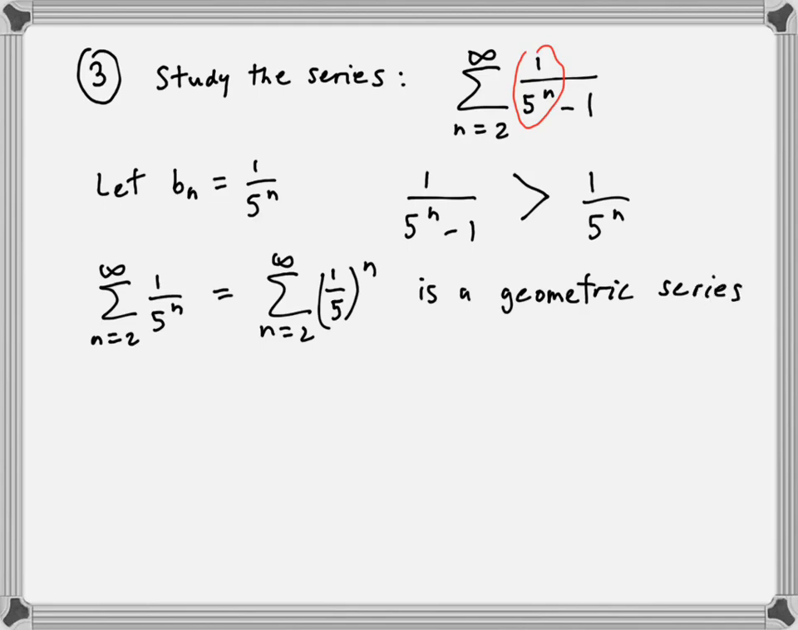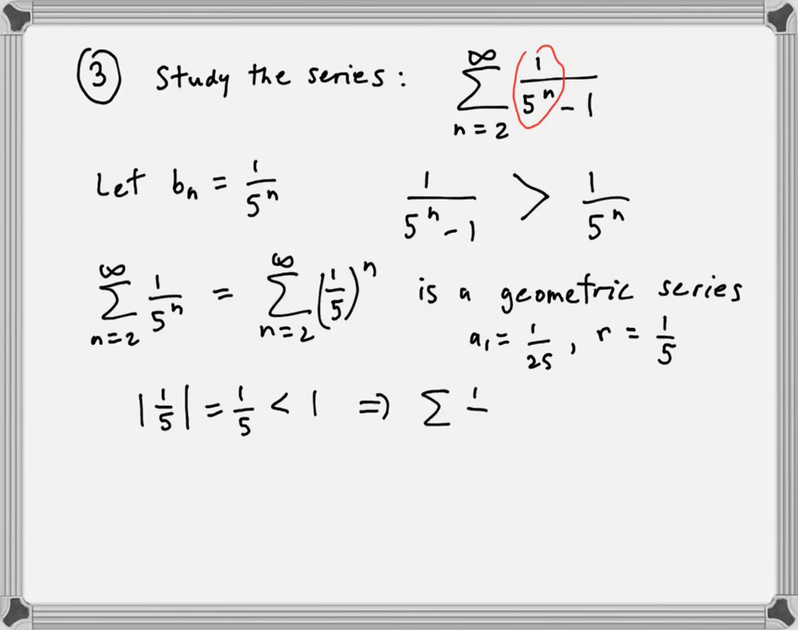What's the first term? The first term is 1 over 25, and the ratio is equal to 1/5, because every time you multiply it by 1/5. And the absolute value of 1/5, which is 1/5, is less than 1. So this means that this series converges.